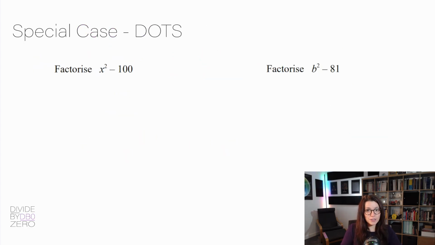Now let's talk about a special case of factorising called difference of two squares, or DOTS for short. You can identify DOTS when an expression looks like this. So difference of means we have a subtract. And then we need two square numbers. So in this case, x squared and 100. Those would be our two squares. Hence the name, difference of two squares.